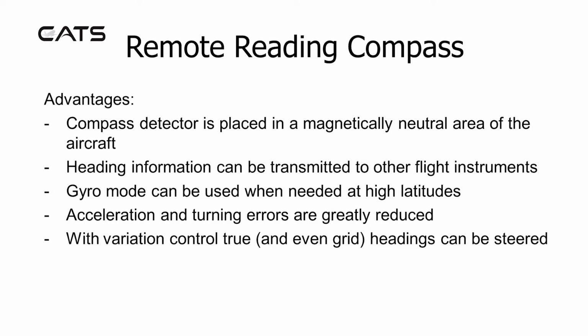The remote reading compass. Advantages. The compass detector is placed in a magnetically neutral area of the aircraft. Heading information can be transmitted to other flight instruments. Gyro mode can be used when needed at high latitudes. Acceleration and turning errors are greatly reduced. With variation control, true and even grid headings can be steered.